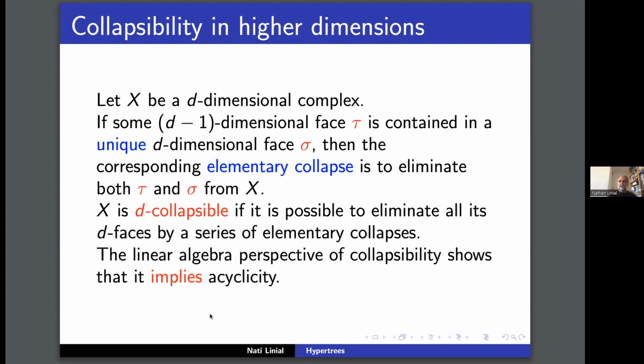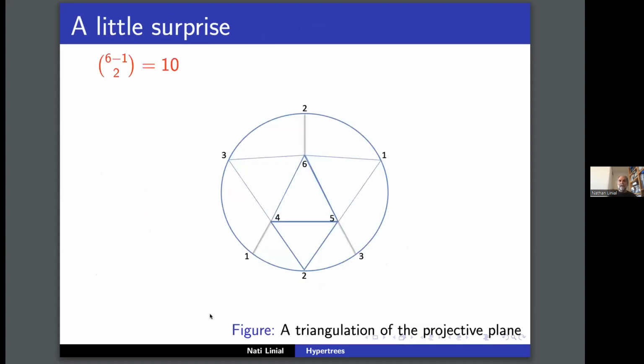And the conclusion is that being collapsible implies being acyclic. But the opposite is no longer true in higher dimensions. So this is one thing I would really love you to take home with you. So let's look at this. Now we are in dimension 2, okay?